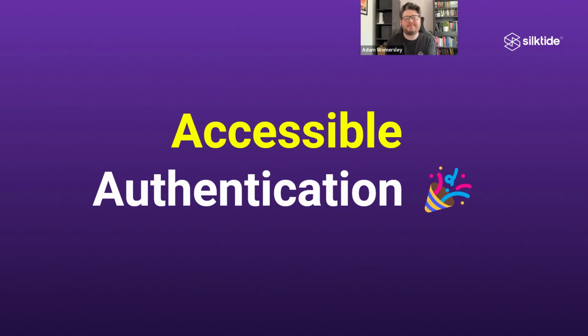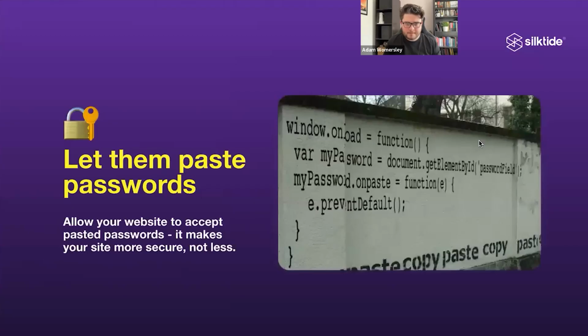So first up, accessible authentication. This is about passwordless logins and alternative ways of logging into accounts and services. I've got a screenshot here from the National Cybersecurity Centre's blog, and it says, let them paste passwords, because it doesn't make your site any less secure. So allowing pasting into password fields is just one of these new requirements for WCAG 2.2, right? And I, for one, am very happy about that. I use a password manager to save all of my passwords because I have far too many. So this just helps me manage that in a much better way.